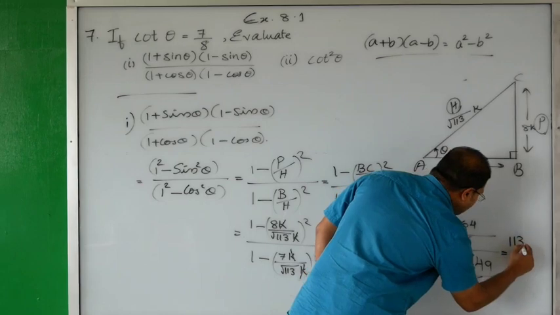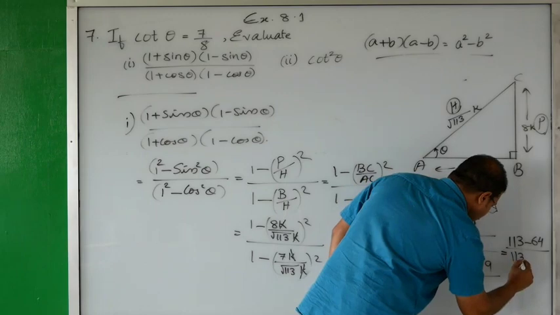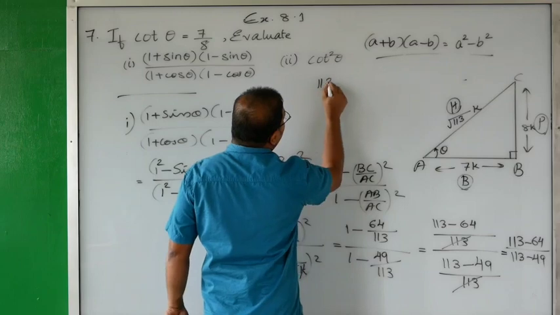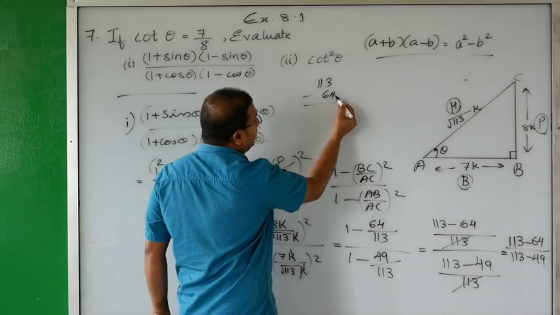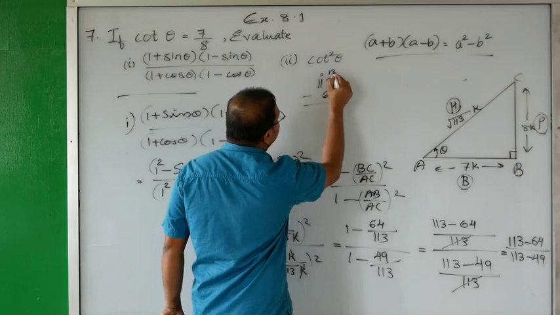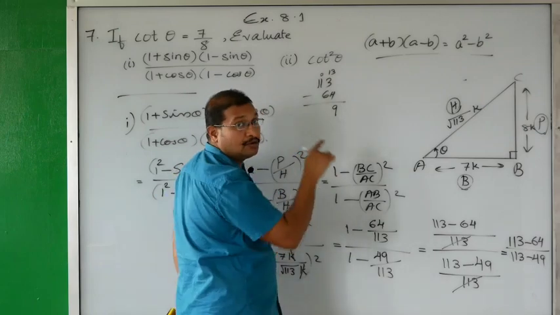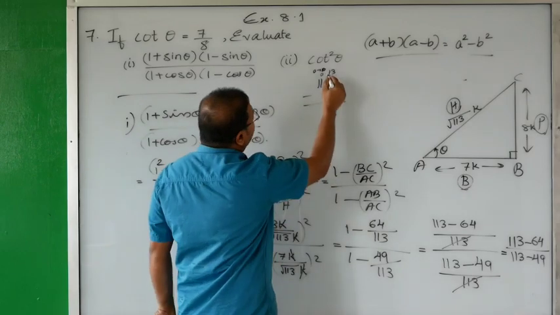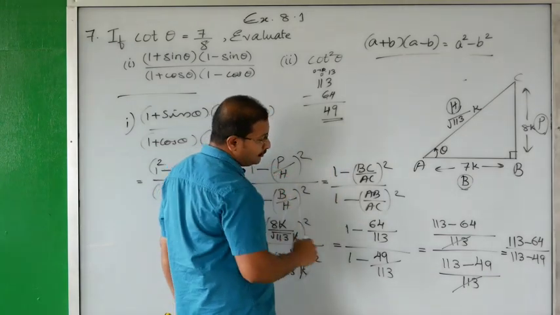Ready? Next. 113 minus 64 divided by 113 minus 49. Let's subtract both. First one, 113 minus 64. What will you do? You can't take 4 from 3, so you have to borrow from here. Then this becomes 0 and this becomes 13. That means 13 minus 4, 9. Here is 0, but you have to carry from next. Then here becomes 0 and this becomes 10. So 10 minus 6, yes, you will get 4. So you got it, 49.